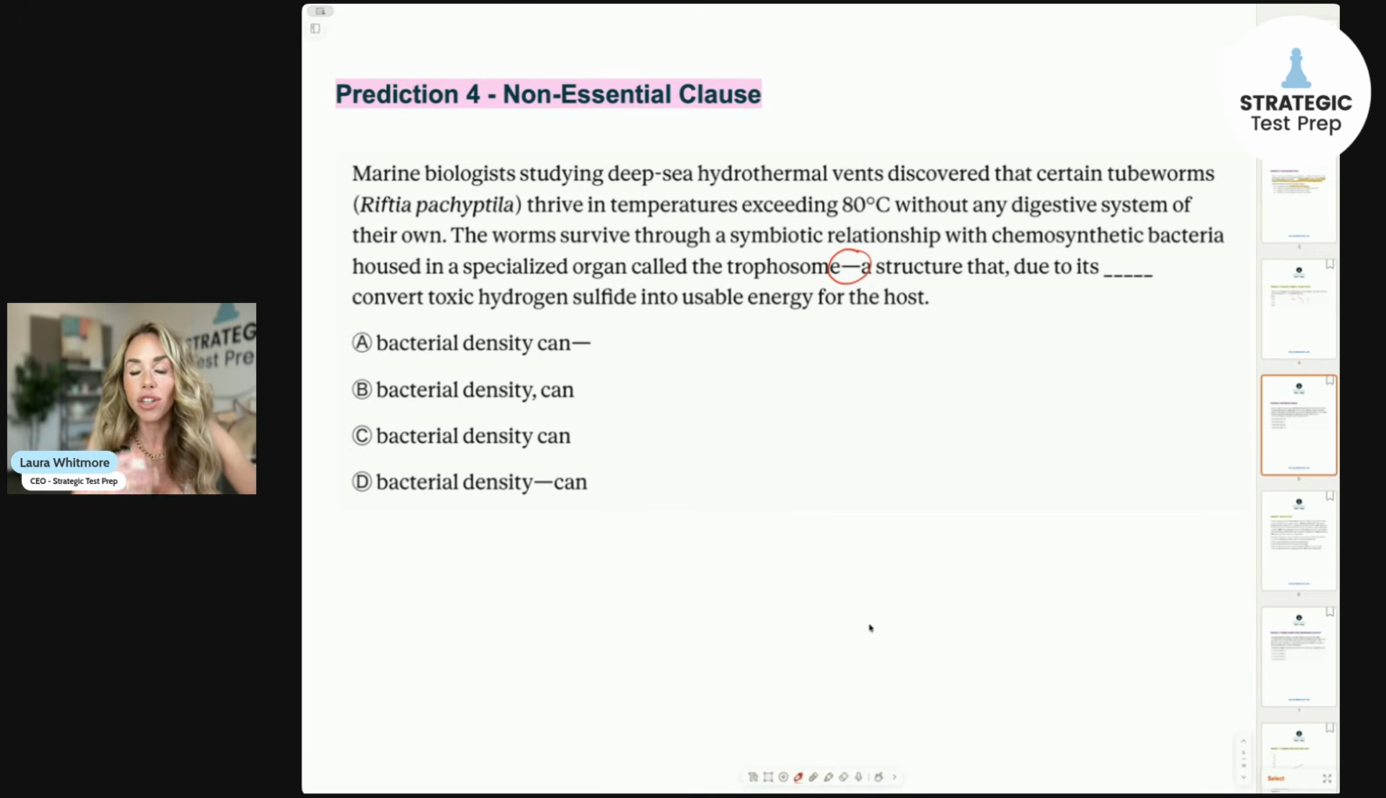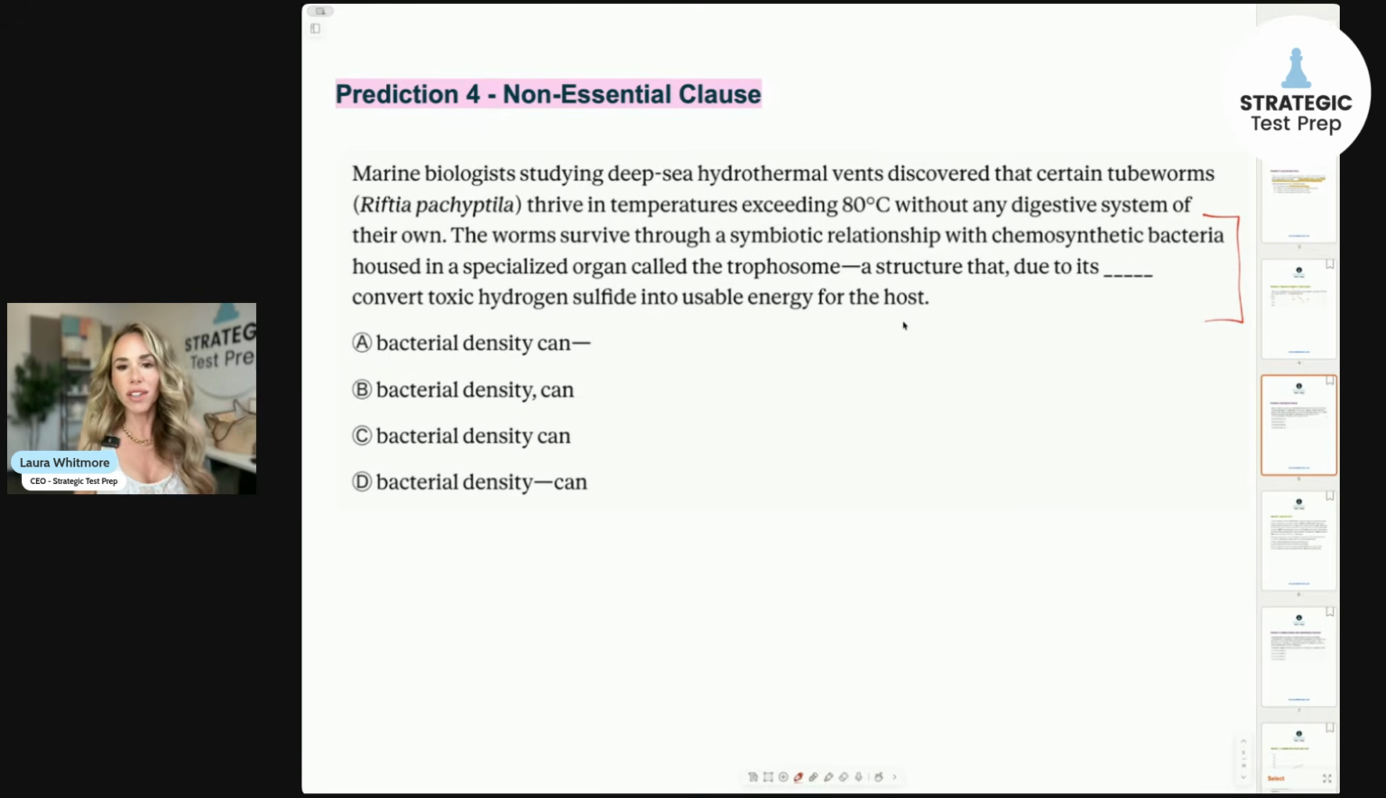What I did was I chose a tricky grammar question that you could see on module 2, and I really want you guys to think this one through. So what I want you to do is just read the sentence with the blank in it. Let's start at the top. It says, the worms survived through a symbiotic relationship with chemosynthetic bacteria housed in a specialized organ called the trophosome, a structure that, due to its bacterial density, can convert toxic hydrogen sulfide into usable energy for the host.